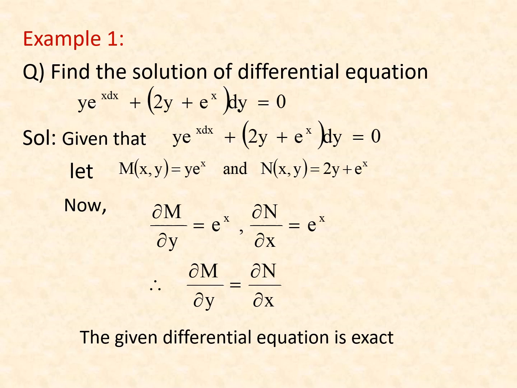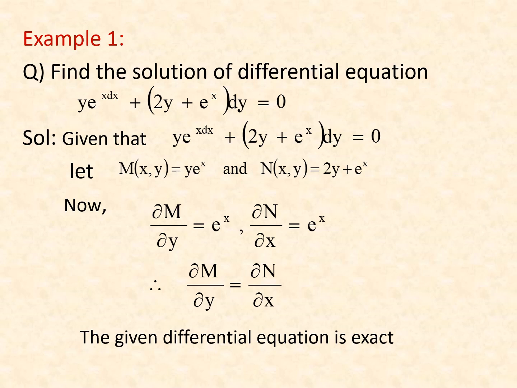Coming to the first, the partial derivative of M with respect to y. Here in y e^x, y becomes 1 because we are taking the derivative with respect to y. The left over part is e^x. Coming to N(x,y) = 2y + e^x, take the partial derivative on both sides with respect to x.